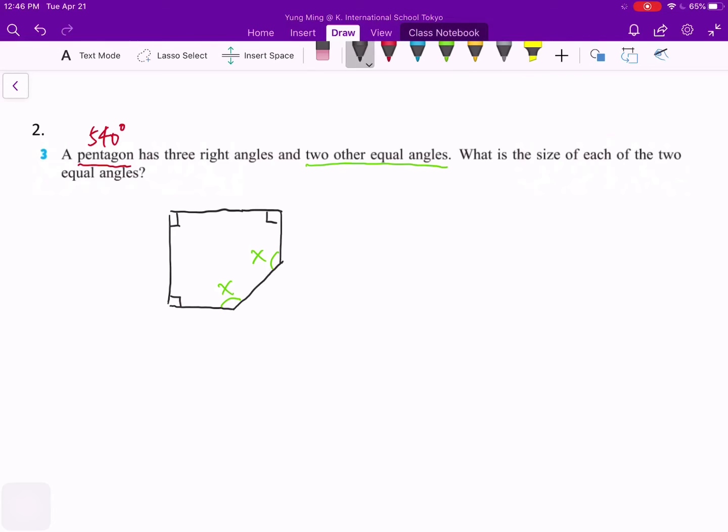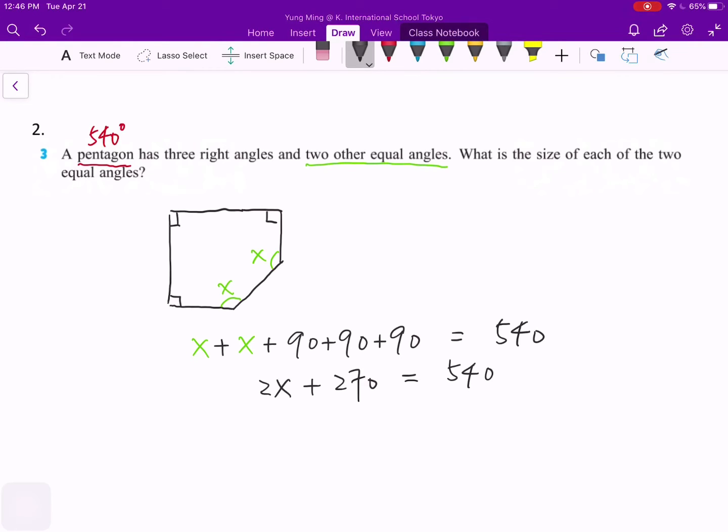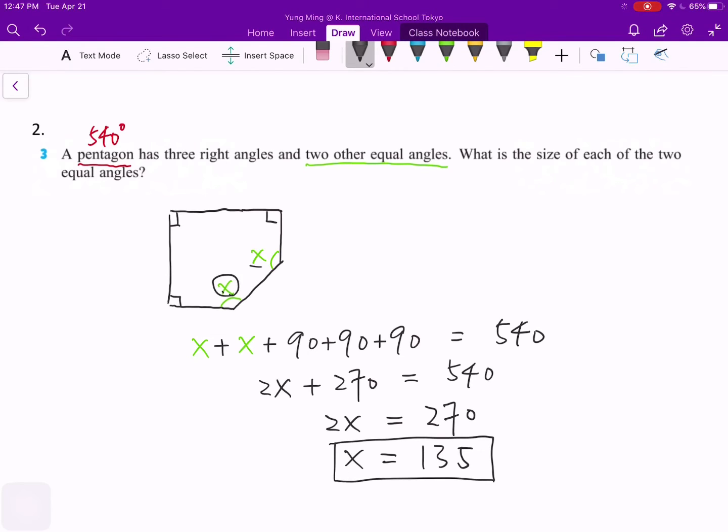So we know that if we have x plus x plus 90 plus 90 plus 90, the sum should still be 540. And what we're going to do now is combine the like terms. We're going to get 2x plus 270 equals 540. If you move the 270 to the other side, you're going to get 270. Okay, x is just equal to 135. And that solves this problem. Each one of them is 135 degrees.